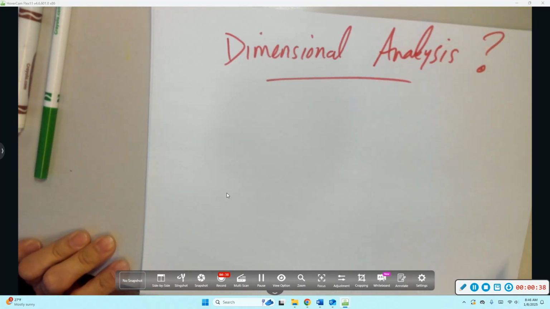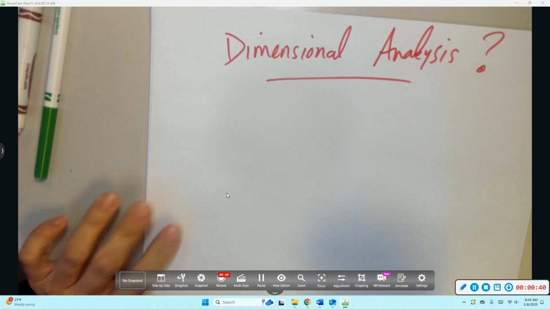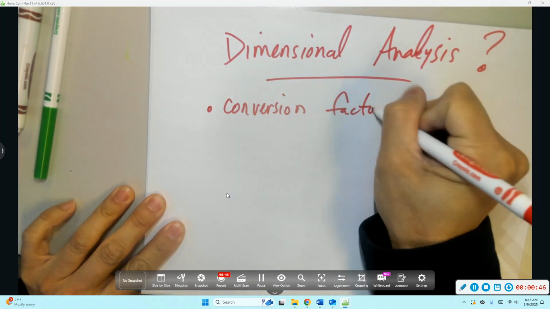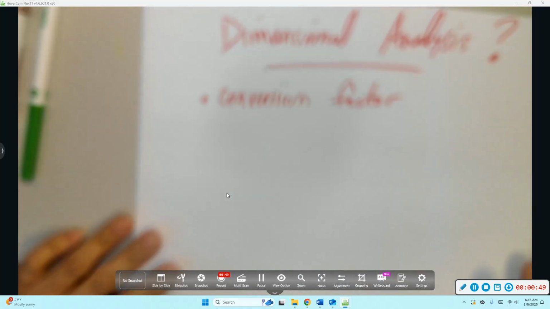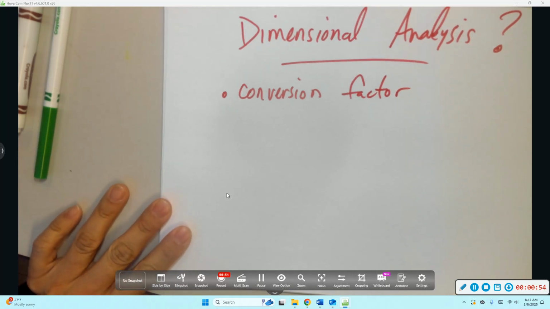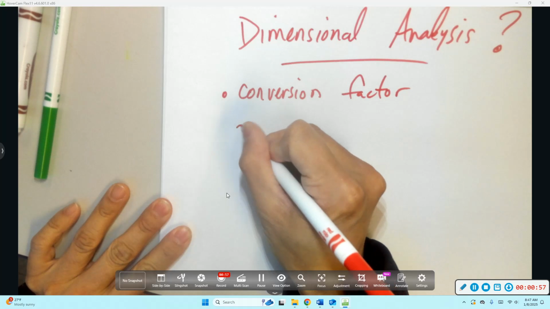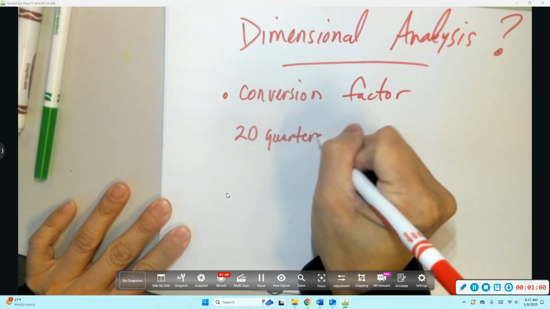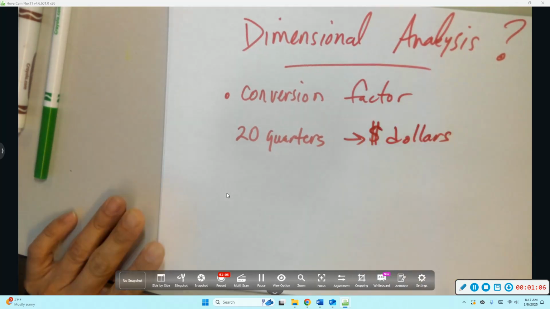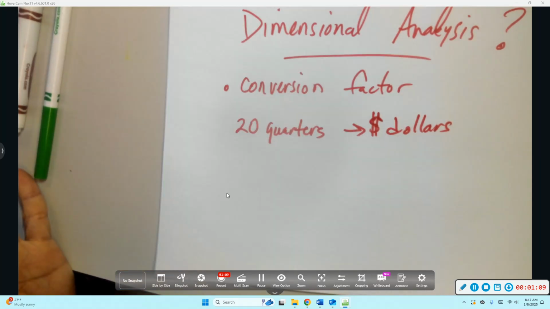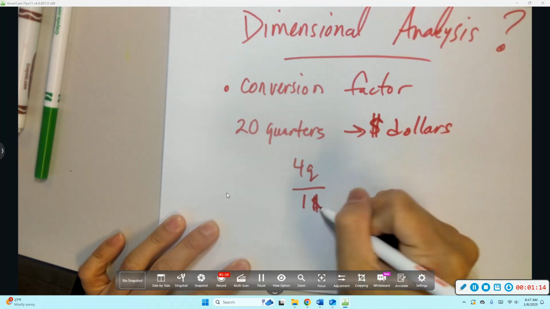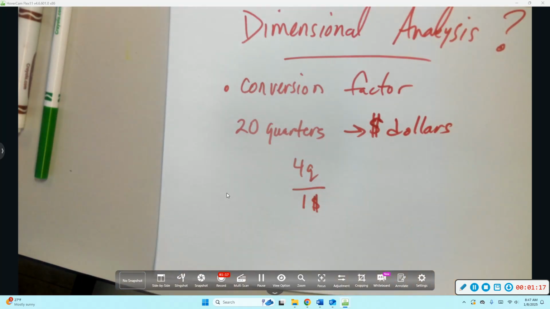So in order to use dimensional analysis, you have to know something called a conversion factor. What a conversion factor is, it is a relationship, right? So for example, if you want to convert 20 quarters to dollars, what do you have to know? You have to know that every 4 quarters equals $1. Yeah? Just put the dollar sign in front. But 4 quarters equals $1.